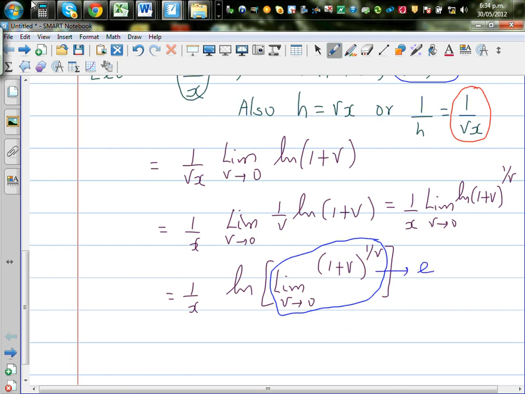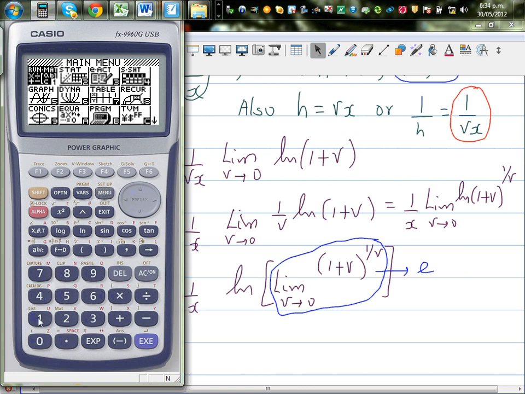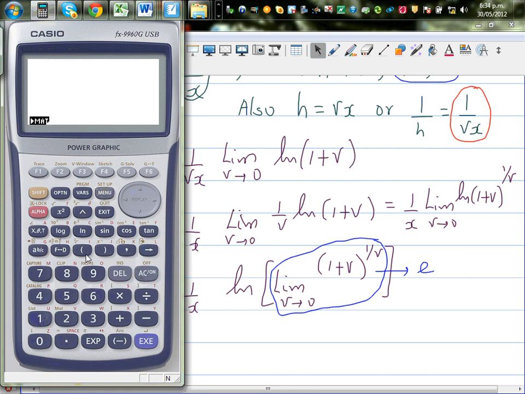Okay, let me explain that on a calculator. So this is your run menu. Let me cancel this. If you type in 1 plus, yes, v is approaching 0. So let me take v as 0.001, raised to 1 divided by v, so 1 divided by 0.001. Okay, that will give me 2.71. I hope you know the value of e. If I put 3 more zeros here and the same thing, 3 zeros here.